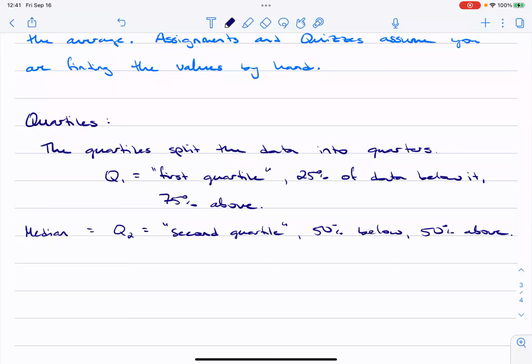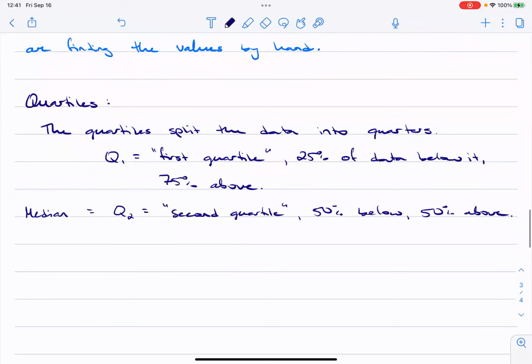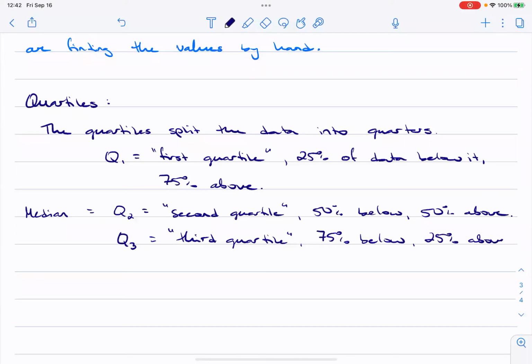And then Q3, the third quartile, has 75% below and 25% above. These are special percentiles. I don't work so much with percentiles. I really only care about these, right? But a percentile has p% below it and 100 minus p% above it, right?